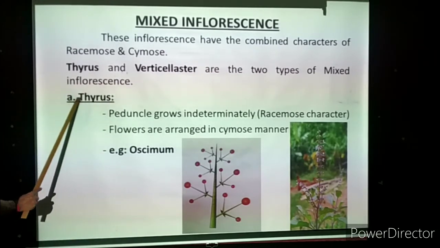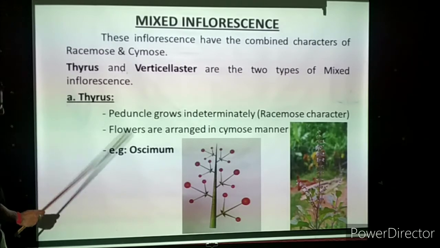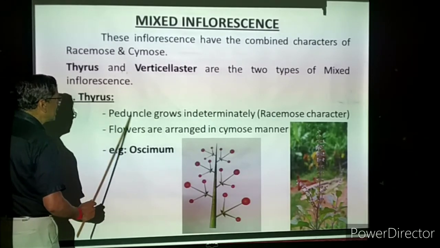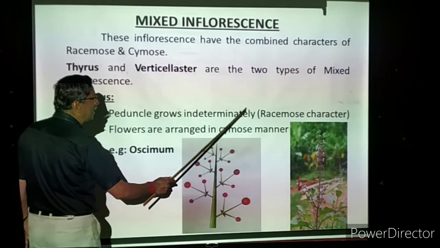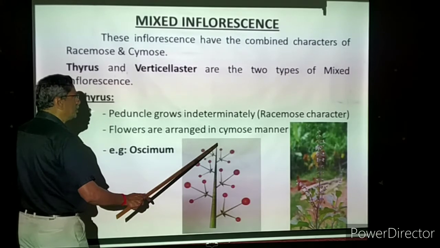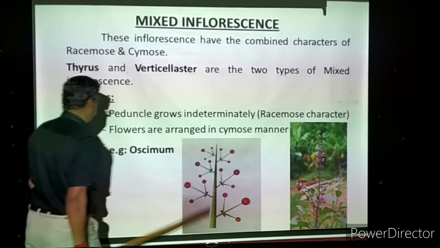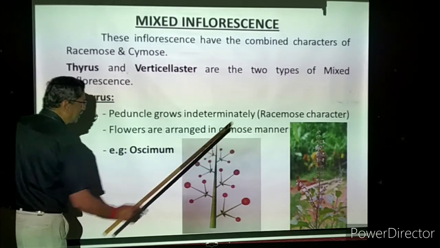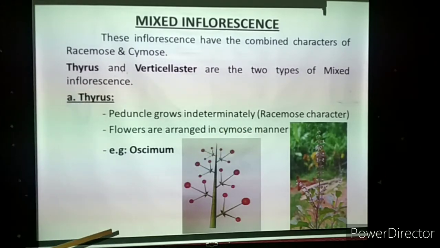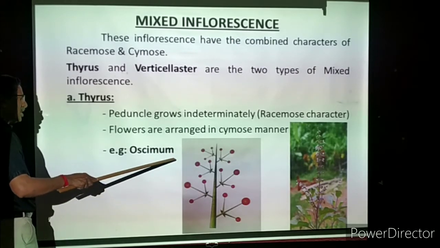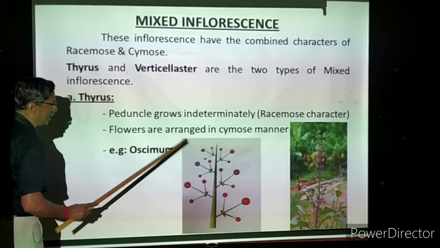Now we will take the thyrse first. In that, what characters are present? We have to see. The peduncle grows indeterminately. This indeterminate, continuous growth of the peduncle is a racemose character. Flowers are arranged in cymose manner. What is the meaning of cymose manner? Old flowers are near the tip, young flowers are near the base.